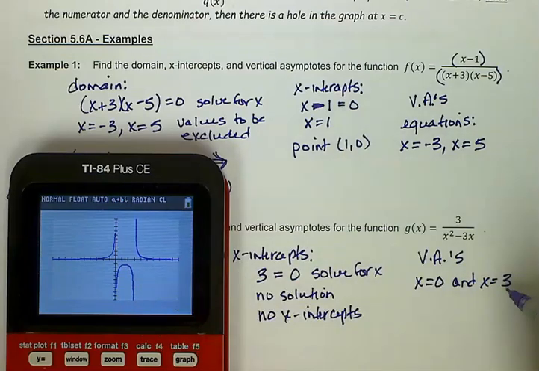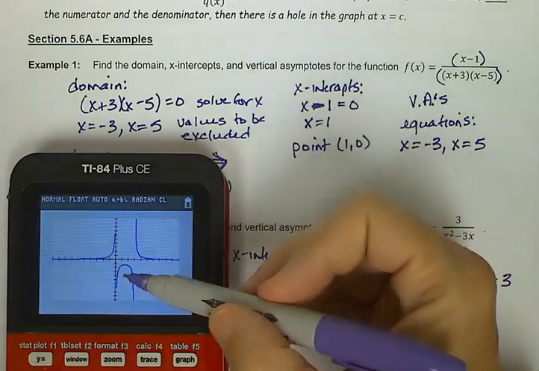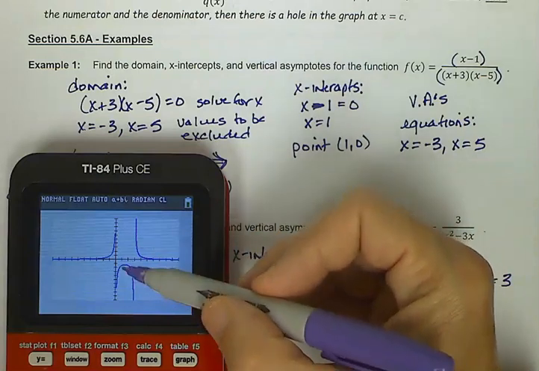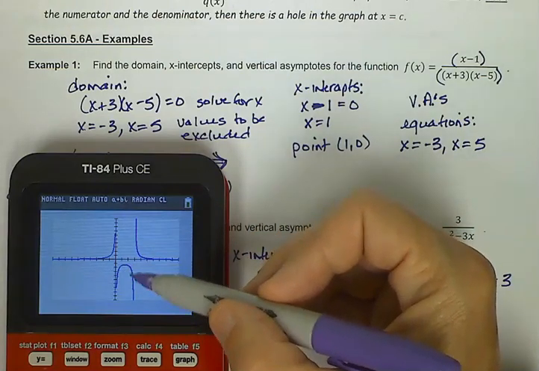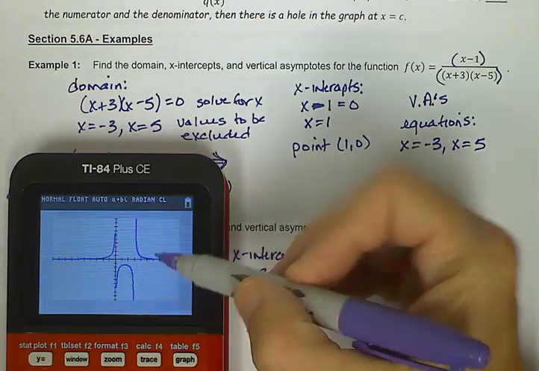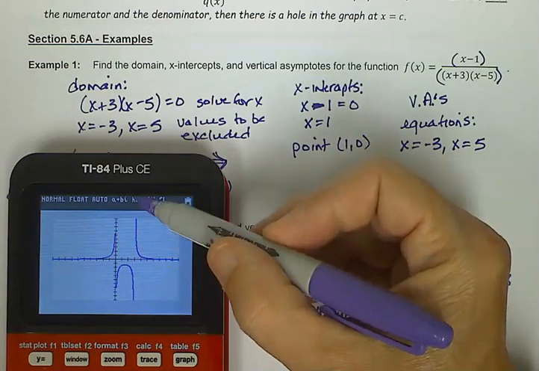And for our other vertical asymptote at x equals 3, we've got the opposite thing happening. So as we come towards this from the left, our values are going down. As we come towards this from the right, our values are going up.